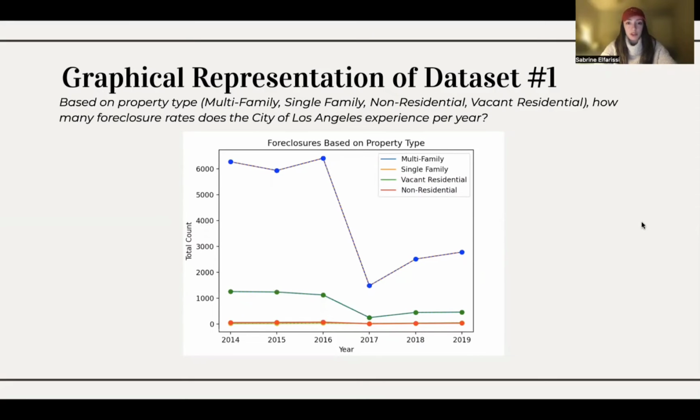Additionally, from the first data set, we decided to see what kind of properties were most impacted by foreclosure rates. And we see that single family foreclosure rates were the most impacted, followed by multifamily, vacant residential, and then non-residential.